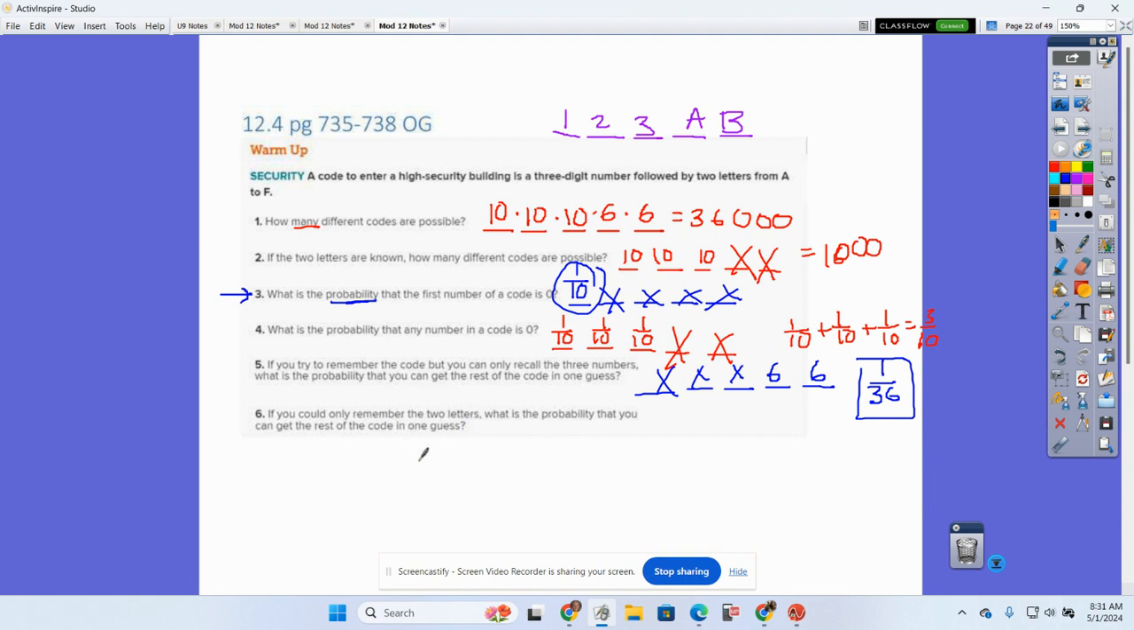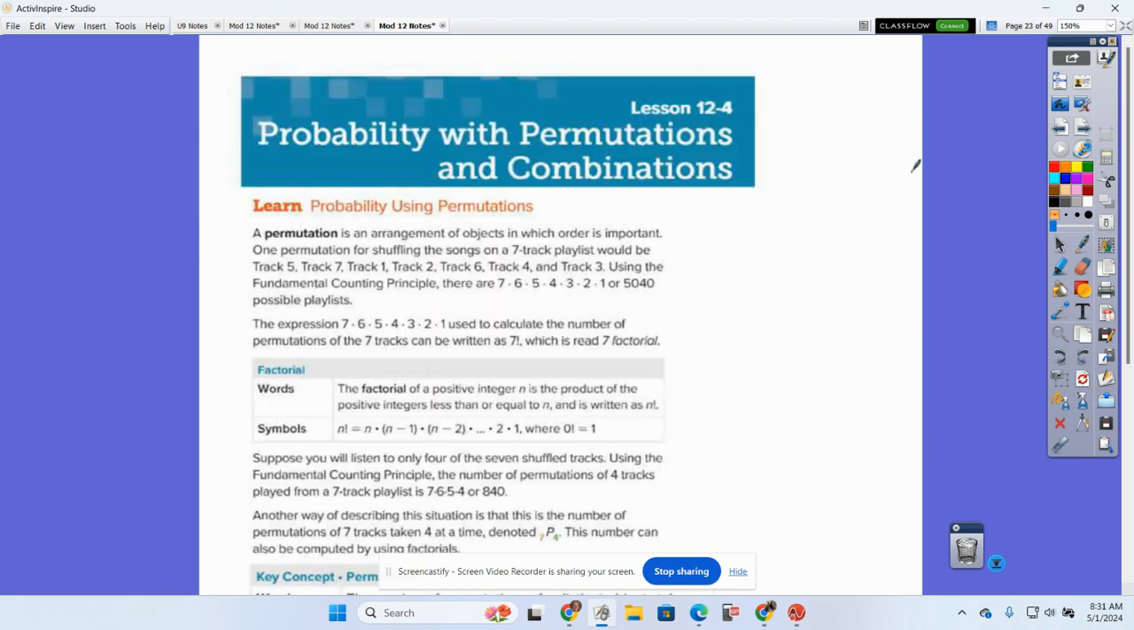And if you can only remember the 2 letters, so we know the letters, what's the probability that you can get it in one press? So you have 10 chances, 10 chances, 10 chances, which is 1,000. And there is 1 correct answer to this. So it's 1 out of 1,000. Okay, so that's a little bit of figuring out what we're going to do today.